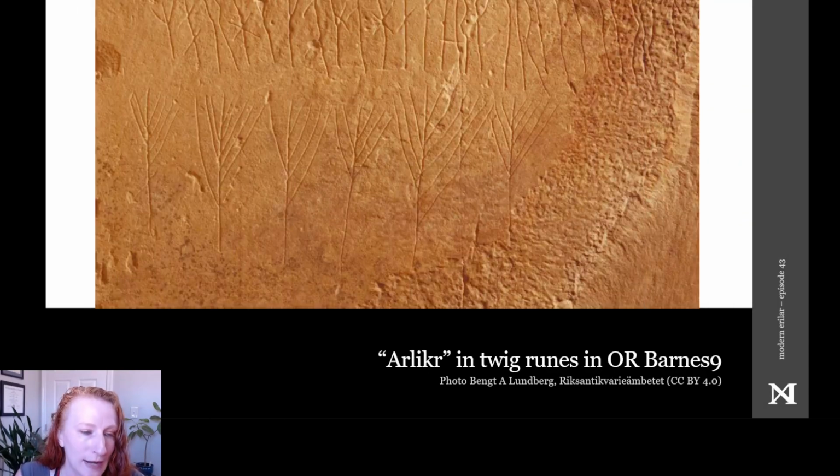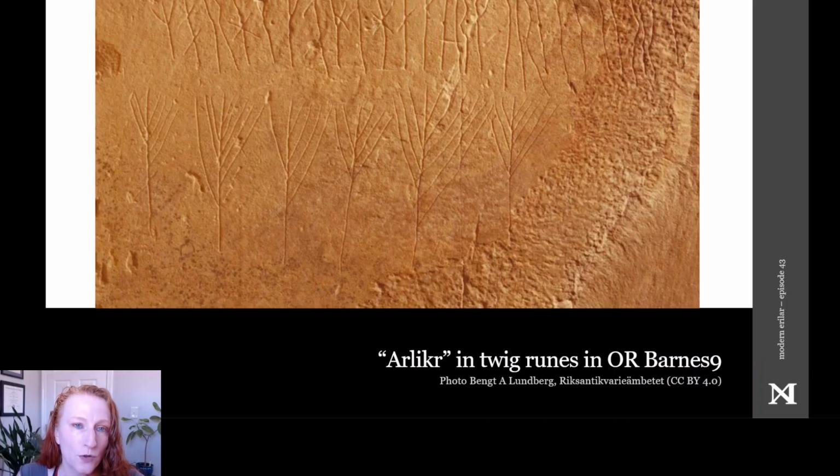One of the more common ways that coordinate or binary runes are expressed is Twig runes. In episode 15 on Orkney, I talked about examples of Twig runes. Inscription O.R. Barnes 9 consists of 2 lines of plain runes followed by this line of Twig runes. The coded line can be transliterated as 2, 4, 3, 5, 1, 4, 2, 3, 3, 6, 3, 5, Arlikr, probably the name Erlinger, the name of the person carving the runes.